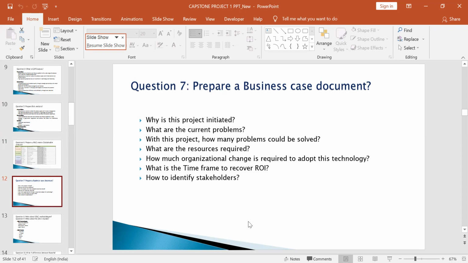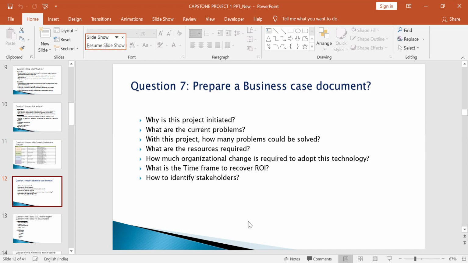Basically, why was this project initiated? For this case study, to identify the gap analysis, we can identify the current state and the desired state. And what are the current problems? What are we facing? Customers don't know how to buy fashion products, and they don't know how to sell. So you have to check the current problems. With this project, how many problems could be solved? By using the gap analysis, we can solve the problems as well.